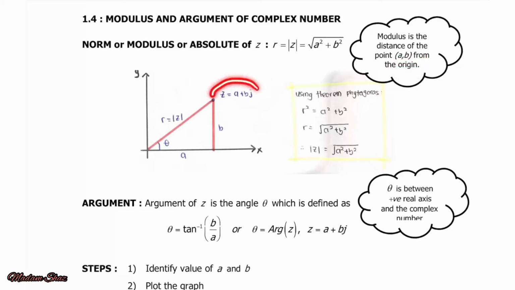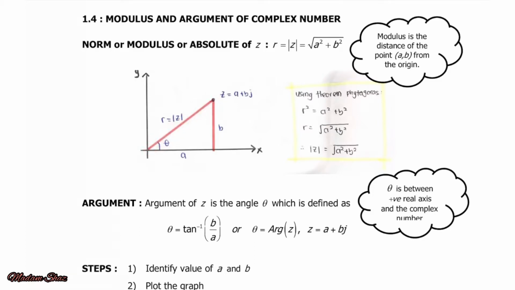So let's say this is our complex number, z is equal to a plus bj. So origin is 0, 0 here. So this is our complex number. So a for the real number, which is for the x-axis, bj, which is b for the y-axis. So the modulus is the distance from the origin to the complex number.